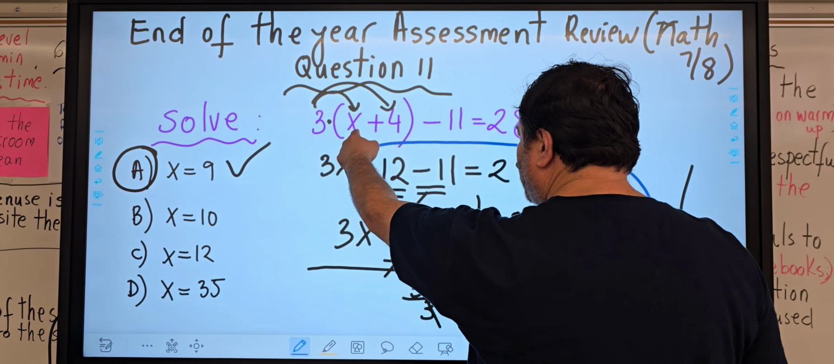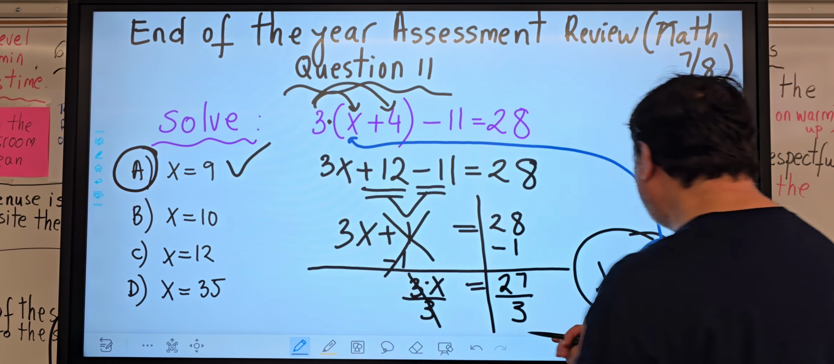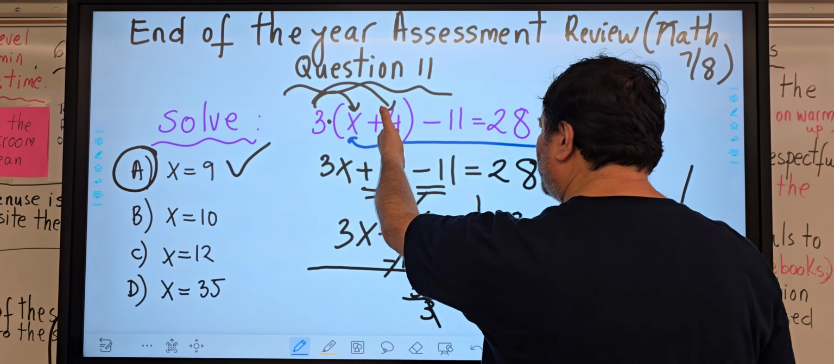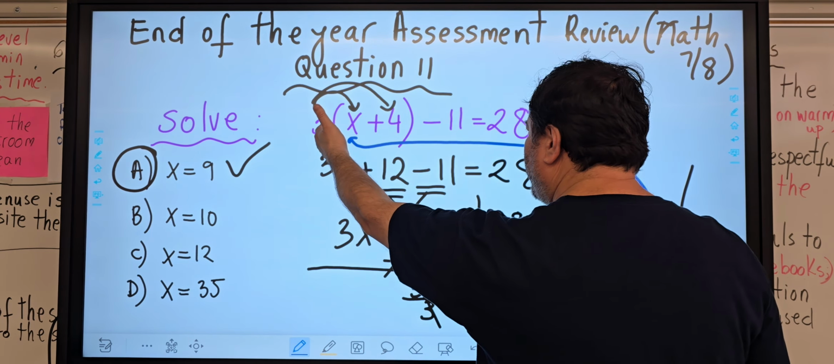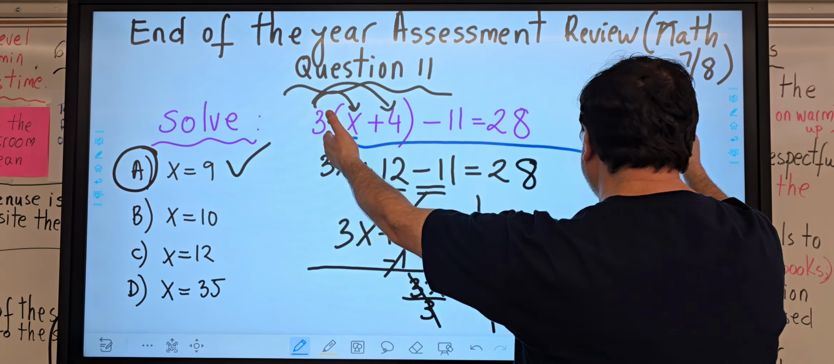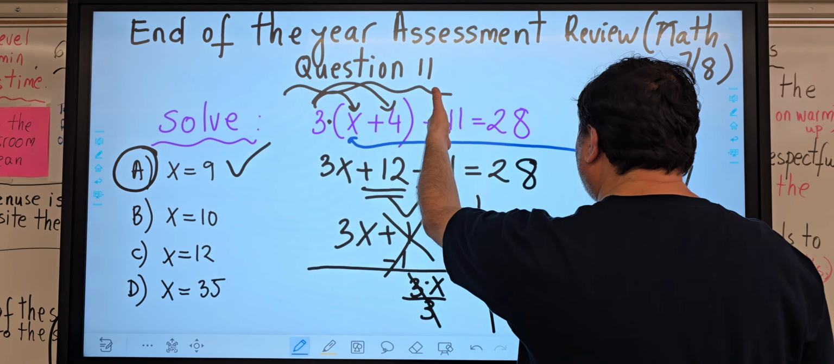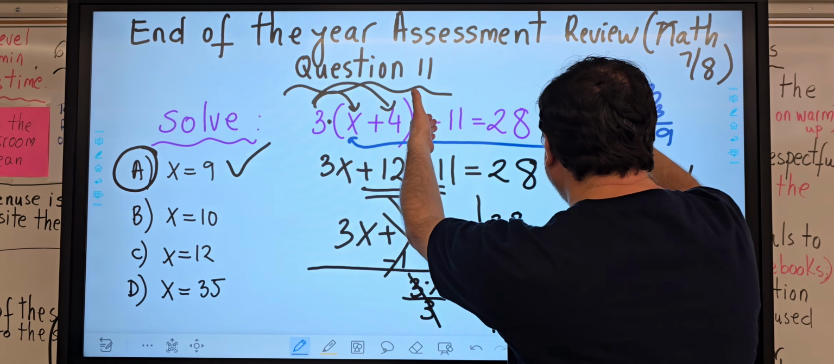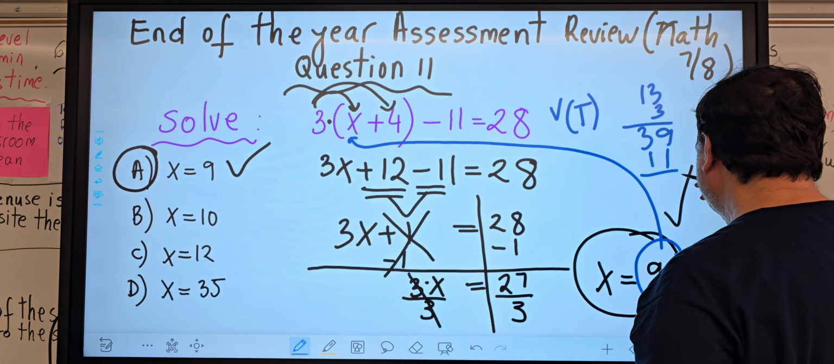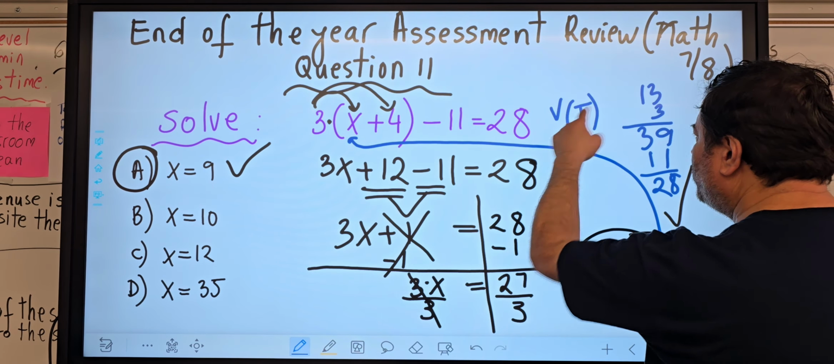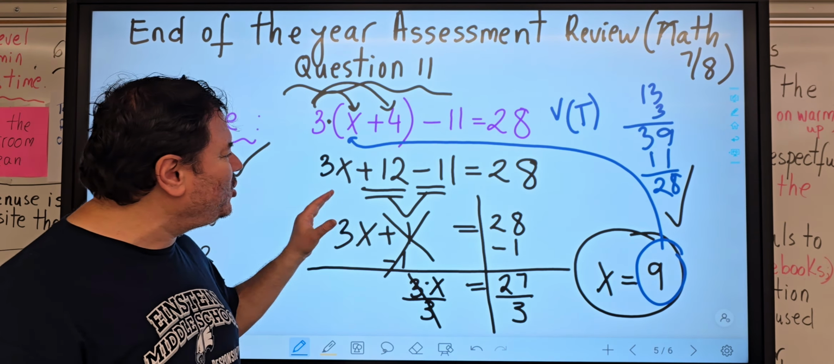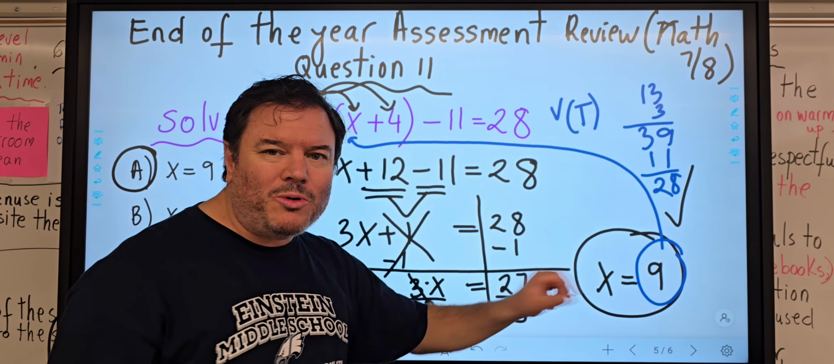Okay? So if this is 9, 9 plus 4 becomes 13. 13 times 3, 3 times 3 is 9, so 39. And then 39 take away 11 is 28. And we get a true statement. Remember that? This is how we check to make sure that the answer is correct.